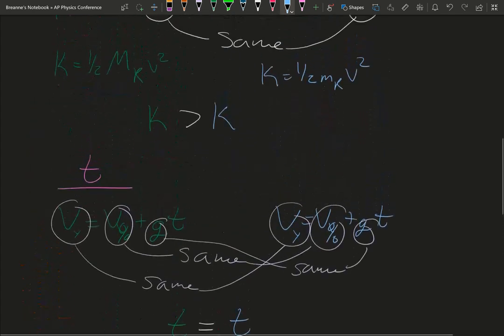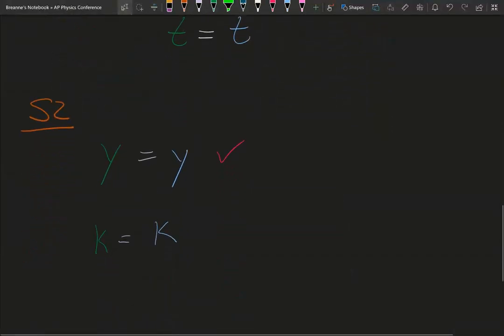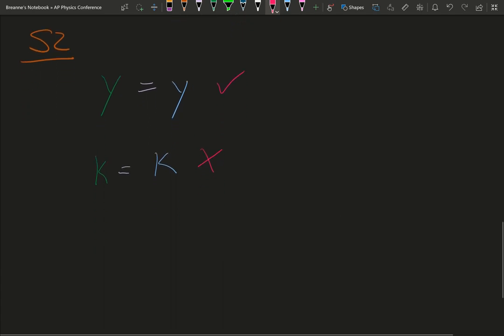What we did up here is we stated that the kinetic energy of rocket Y would be more than rocket X because rocket Y has more mass. So student 2 is wrong stating that the kinetic energies are going to be the same. And then it says, since both rockets will have the same maximum vertical height, I predict that it will take both rockets the same amount of time to reach. And that is correct also.